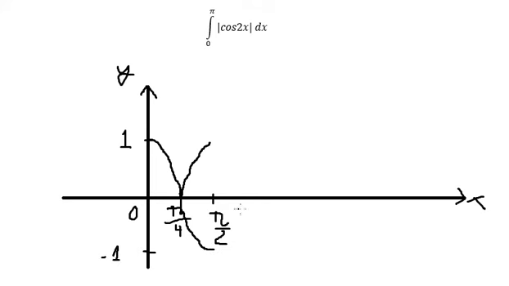So from b over 2 to 3b over 4, we put this one in here, and you will get 0. So the graph should be like this. Without the absolute value, the graph should be like this. Now at b, if we put b in here, you will get 1. So the area we need to concentrate on is this one, and this one.